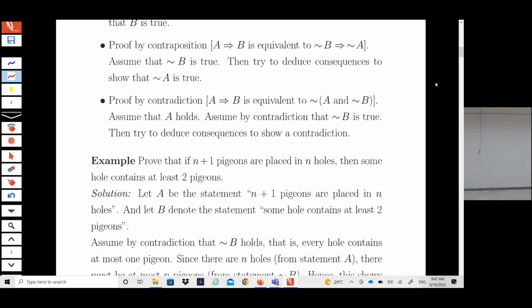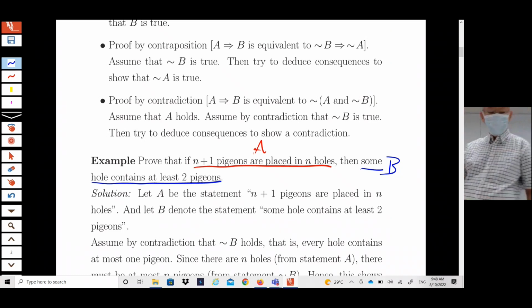This is a simple statement. But to prove this, we will use contradiction. We let A be the statement that n+1 pigeons are placed in n holes. Then we let B denote the other statement, which is that some hole contains at least two pigeons.